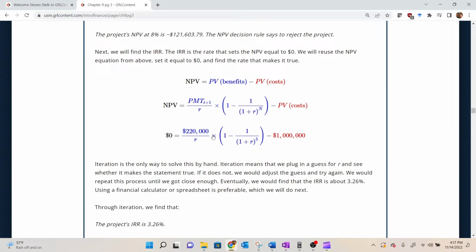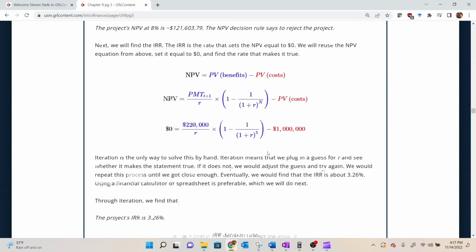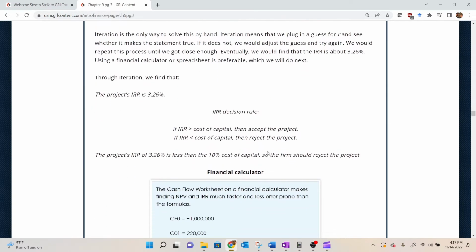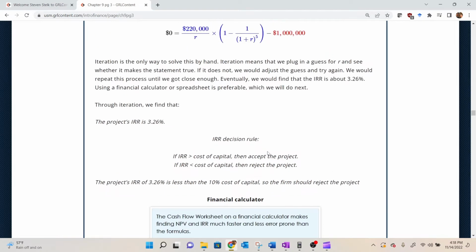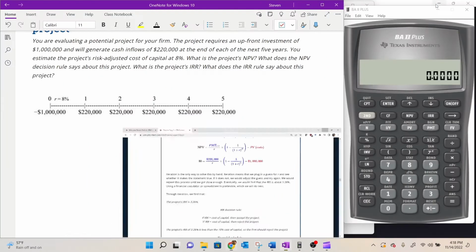Now, the calculator can do this very quickly, and in fact, there's a function in the calculator that can give you both net present value and internal rate of return very quickly. And so we're just going to go straight for that rather than even using the time value of money keys there. So let's look at how to do that.